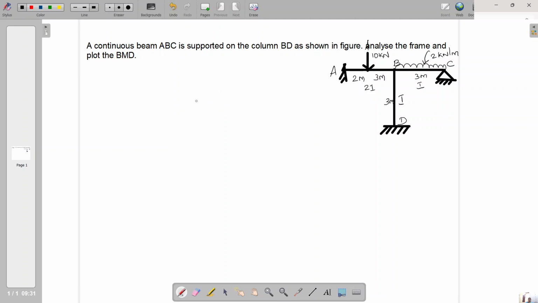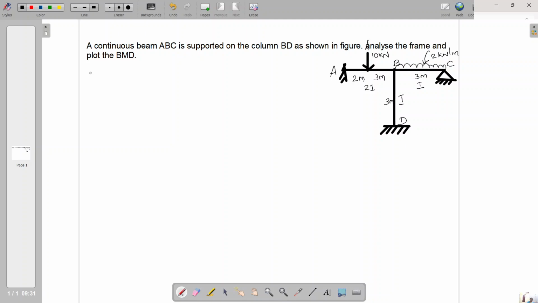Dear students, let us look at this problem. A continuous beam ABC is supported on the column BD as shown in the figure. You consider ABC as a beam member which is supported on a column BD. So we are going to analyze this framed structure. The span and the respective moment of inertia should be noted, and the loading: it is a point load, and here it is a UDL.